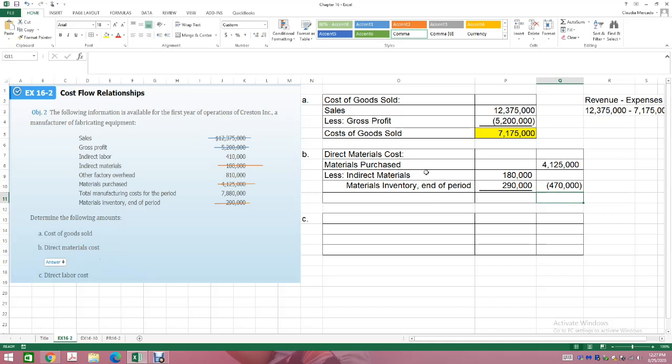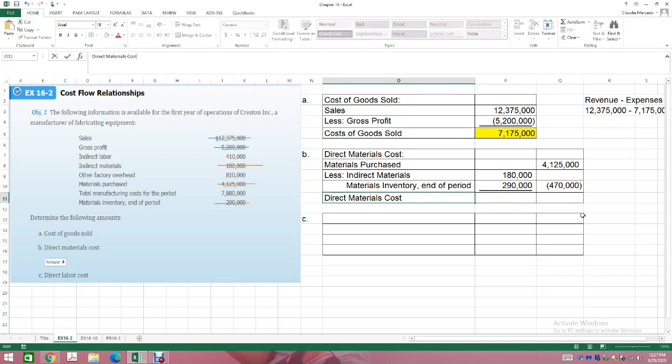So I'm going to deduct my indirect materials, and I'm also going to deduct my ending inventory because that is inventory that I have not used. So it's not material cost that I incurred this period. Okay. So now I can calculate my direct materials cost, and that is going to be the sum of your $4,125,000 minus your $470,000, and that will give you $3,655,000. That is your direct material cost right there.